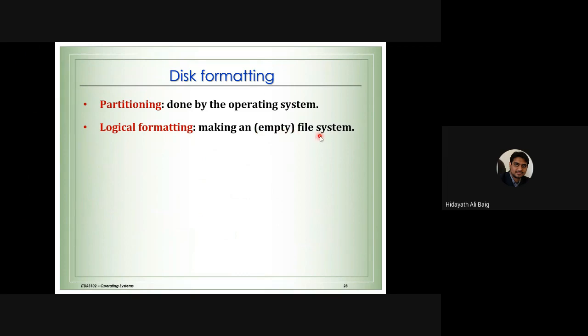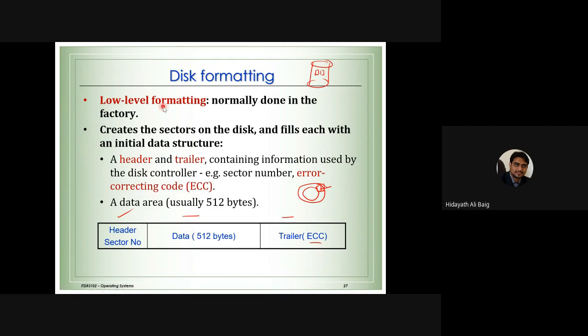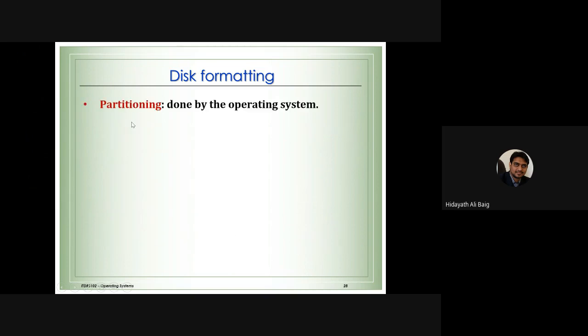Remember, in the lecture on file systems, we talked about how each operating system has its own file system. Like in Unix, we talked about inode as a file system. In Windows, we have seen NTFS and file allocation table, FAT. These are the different types of file systems which we studied in the file concept lecture. So that is logical formatting, and this is low level formatting. Just remember the difference. Low level formatting is done at the factory level, and logical formatting we can do in our system with the help of the operating system.